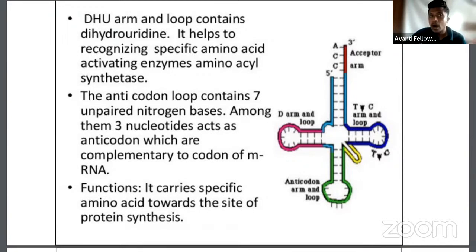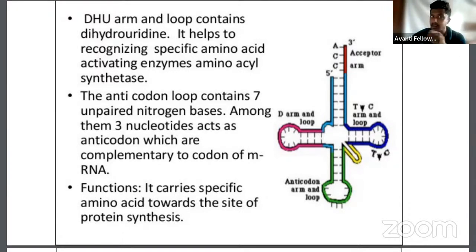So what does it do? This DHU arm has a specialized enzyme called aminoacyl tRNA synthetase. It's given here, you see. This aminoacyl tRNA synthetase will target the amino acid that it has to bring, and it will attach this amino acid to its structure. That happens through an enzymatic reaction catalyzed by aminoacyl tRNA synthetase. Understood?